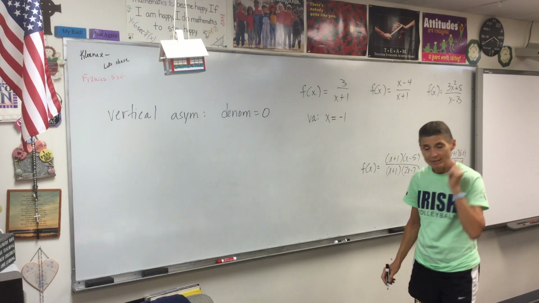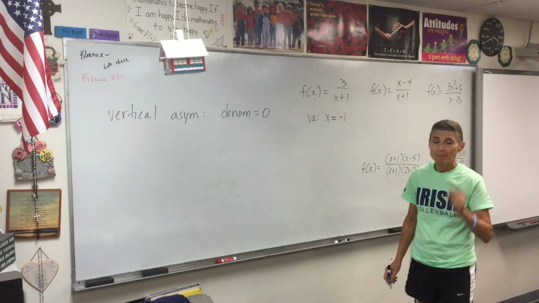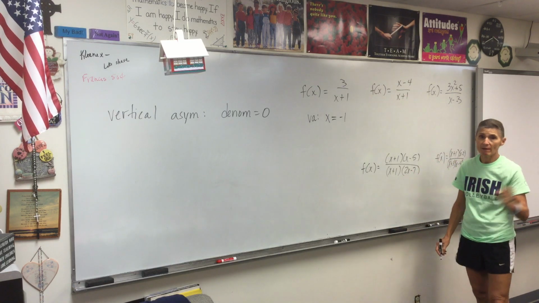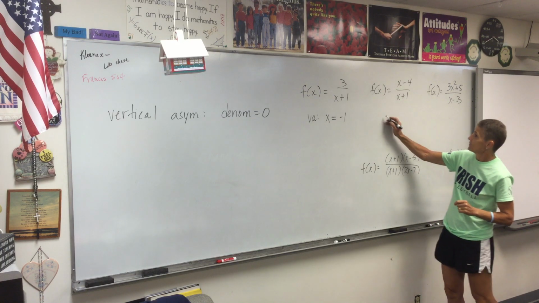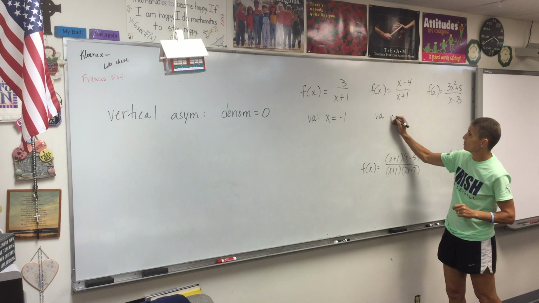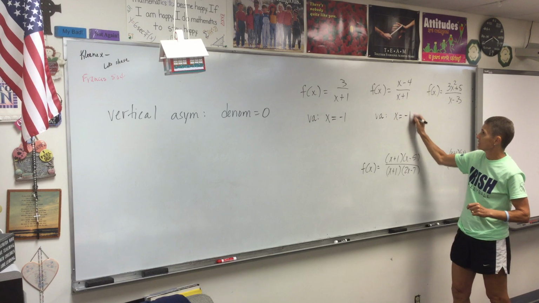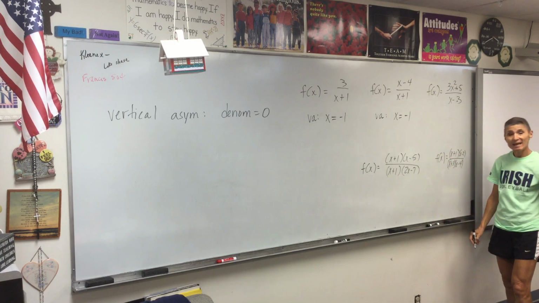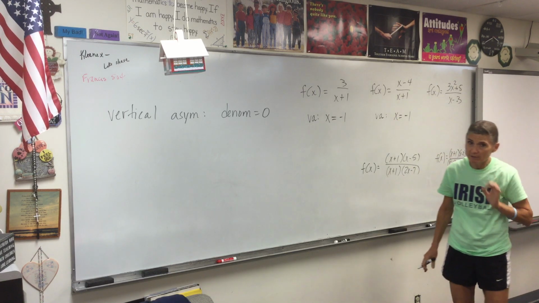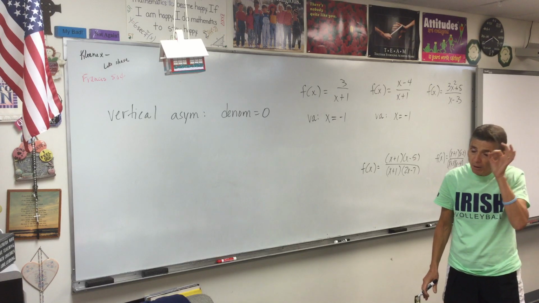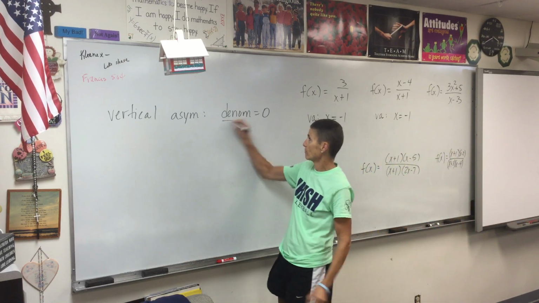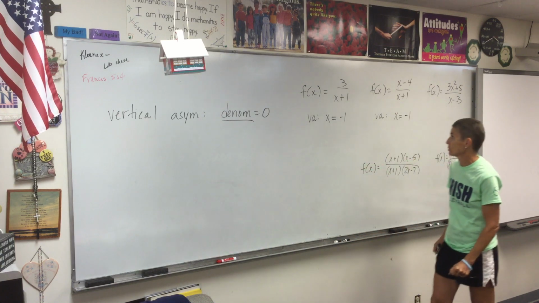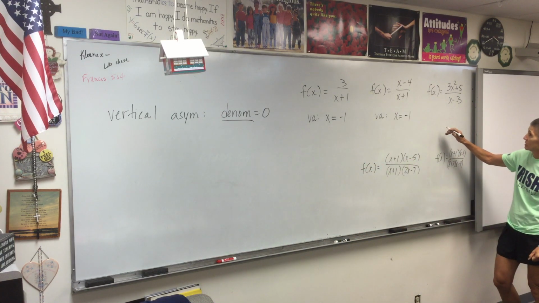Vertical asymptotes are cannot-be's. Absolutely cannot be, ever, ever, ever. And that would be -1 in this case. What about this one? Where's the vertical asymptote in this one? X equals -1. I don't care. My eyeballs are not looking at the numerator. My eyeballs are focused on the denominator, because where do vertical asymptotes come from? The denominator equals 0.